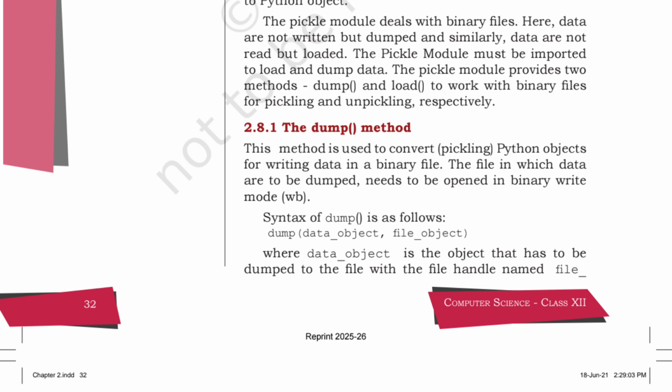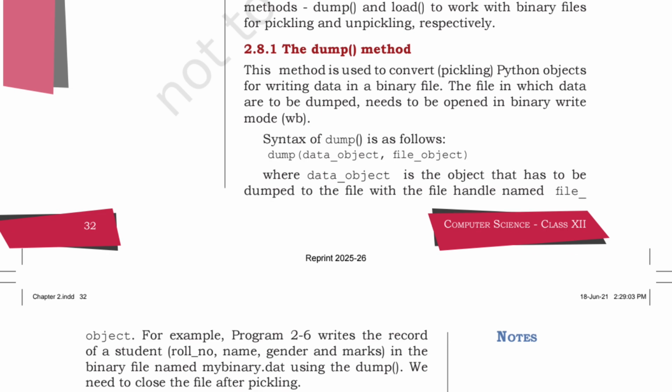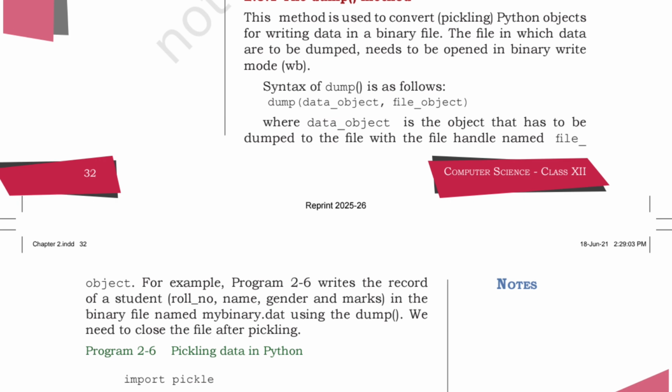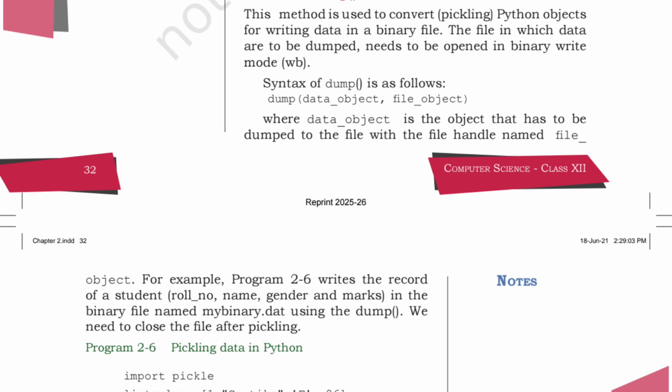Okay, the file in which data are to be dumped needs to be opened in binary write mode, that is wb, writing in binary mode. That is your dump. Okay, this is the syntax: dump(data object, file object), where the data object is what has to be dumped to the file, with the file name, that is the file object. Over here we are taking the example student: roll number, name, gender, marks.